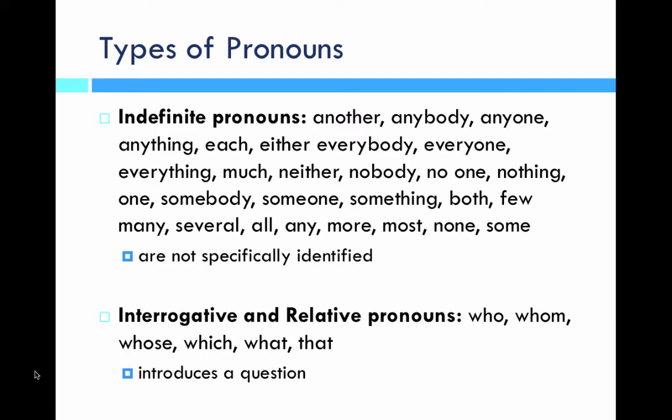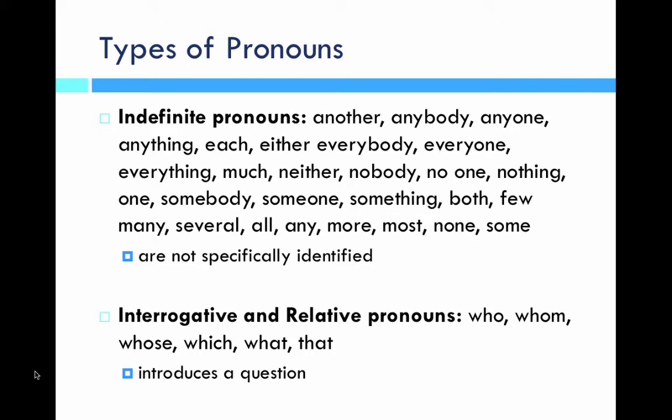We have indefinite pronouns, which you should remember from last week's lesson on subject-verb agreement. Indefinite pronouns refer to nouns that aren't specifically identified. So anybody doesn't explain exactly who it is. It's just a general group of people.